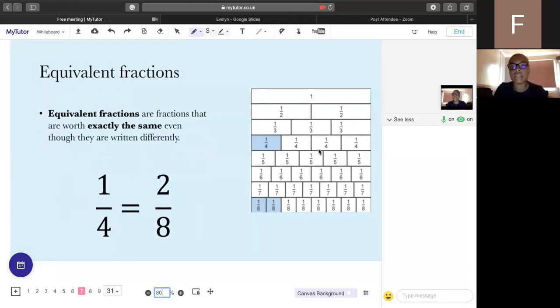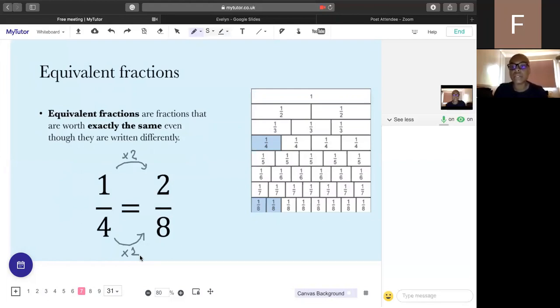And what we can notice is that if we look at a quarter, this is the same amount of space shaded as there are for 2/8. So a quarter is exactly the same as 2/8. Now the way to work out equivalent fractions is to multiply both your numerator and your denominator by exactly the same number. So here, this is the same as timesing by 2 on the numerator and timesing by 2 on the denominator. That's how you get equivalent fractions. A quarter is the same as 2/8.